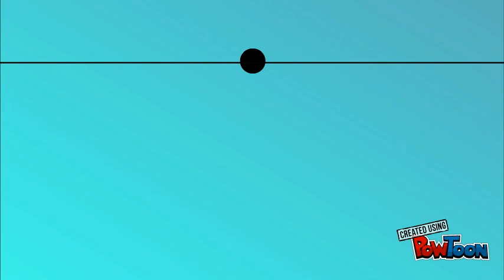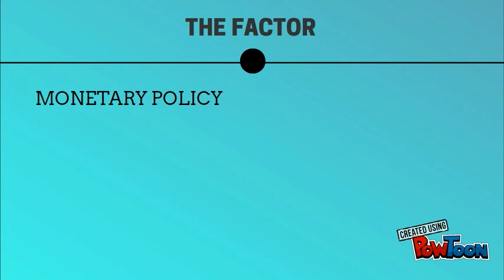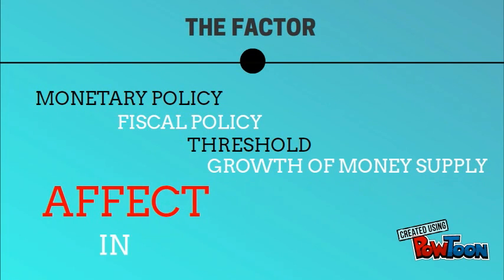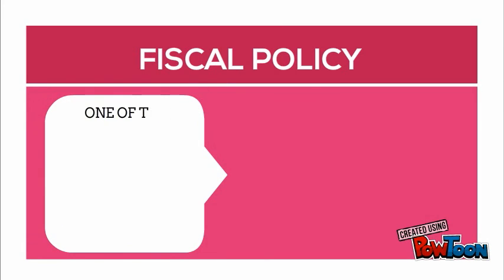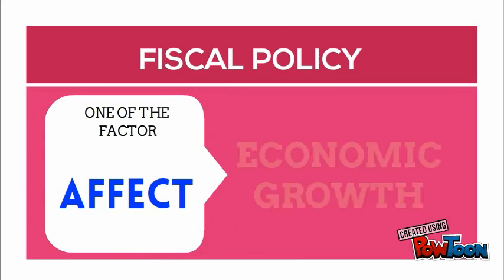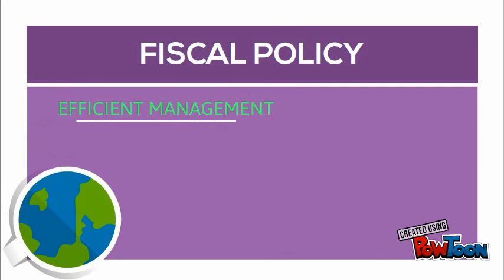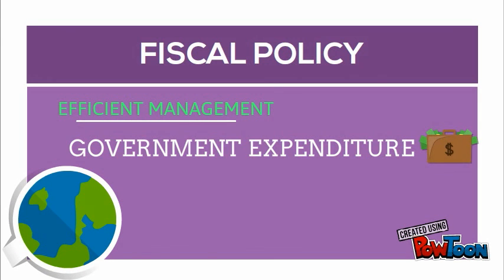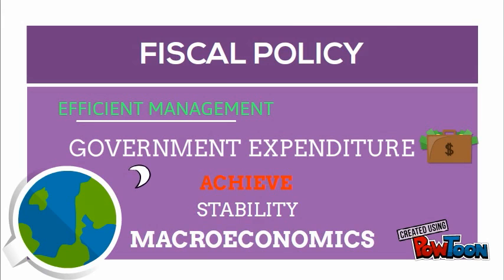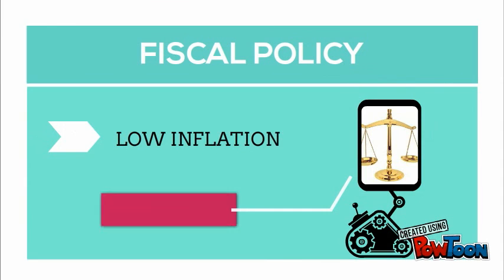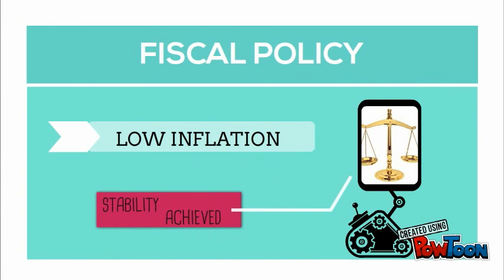It is found that factors like monetary policy, fiscal policy, threshold, and growth of money supply affect inflation rates. Fiscal policy is also one of the factors that affect economic growth. This is because the efficient management of fiscal policy, such as government expenditure, is the determinant to achieve stability of macroeconomics. This policy will cause inflation rates to become low once the stability of a country is achieved.